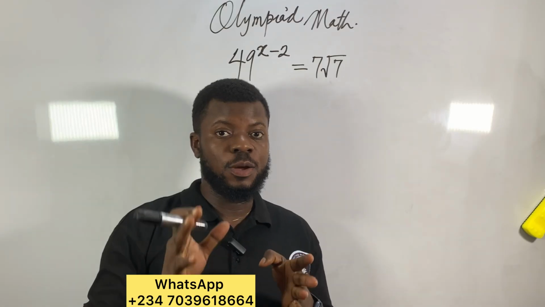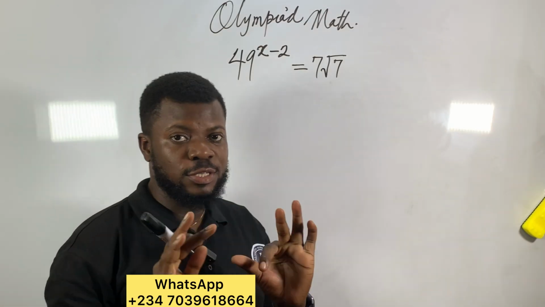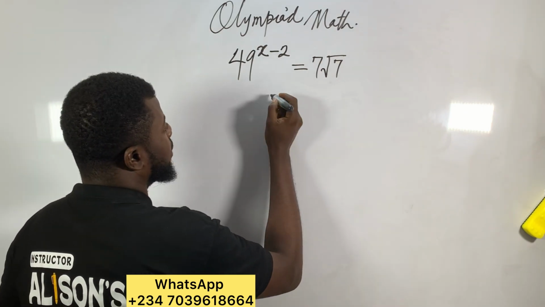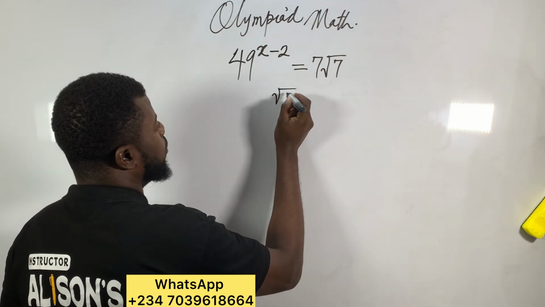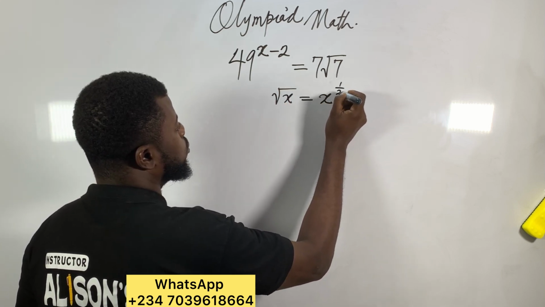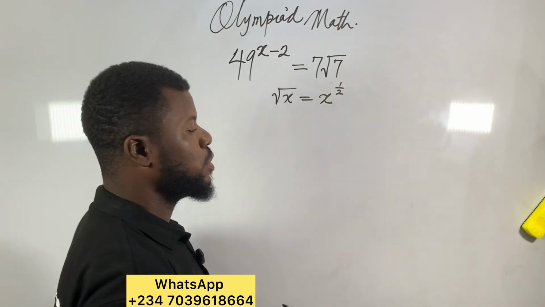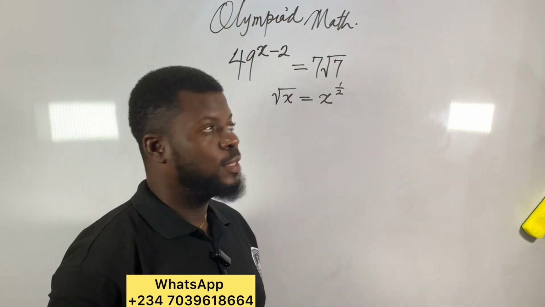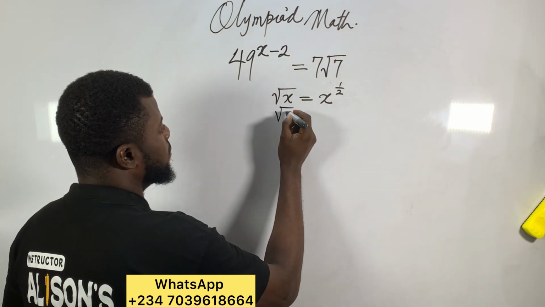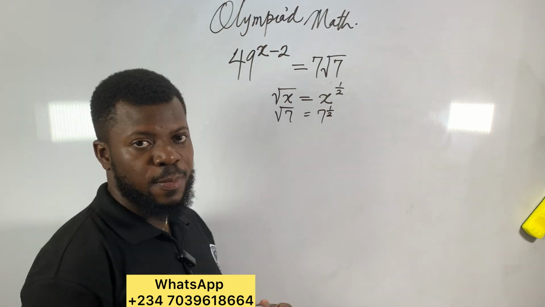My fans, watch how I want to solve this Olympiad math problem. So you get some things we need to apply. Remember, if you get something like the square root of x, it's the same thing as x to the power of 1 over 2. Even if you get x to the power of 1 over 2, it's the same thing as the square root of x. You understand? So that means anywhere you see root 7 like this, we can put root 7 as 7 to the power of 1 over 2.